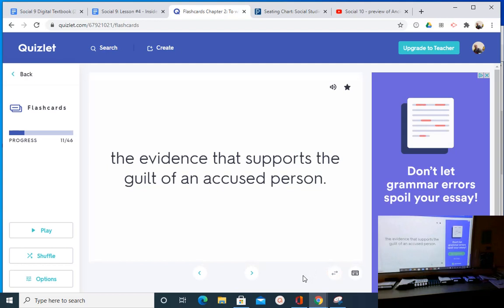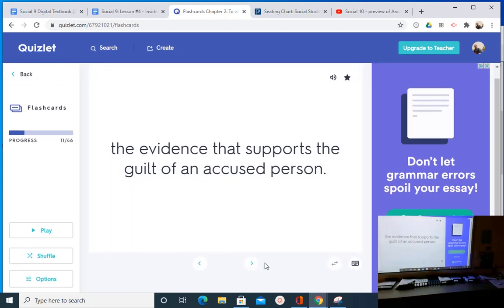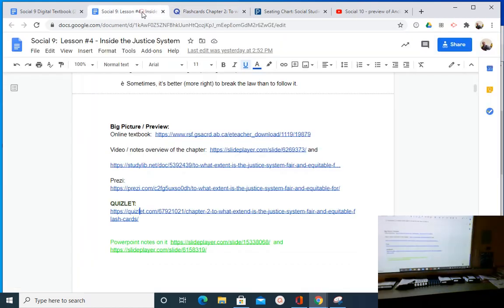So the evidence that supports the guilt of an accused person and those presenting that evidence. So again, on Monday, you'll have a chance to wrestle with some of this language. And the neat thing is, all of this is found right here in our online lesson.